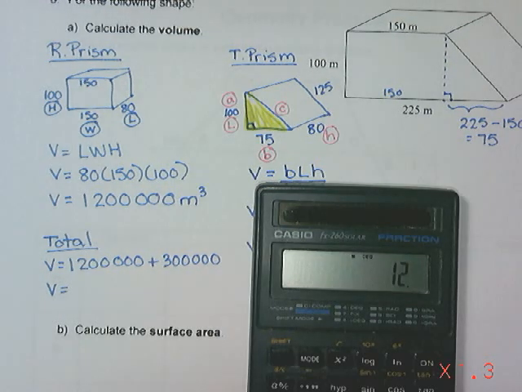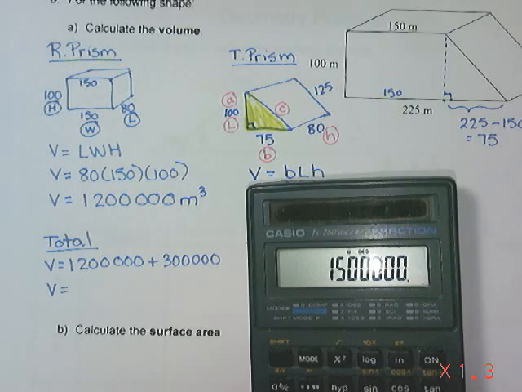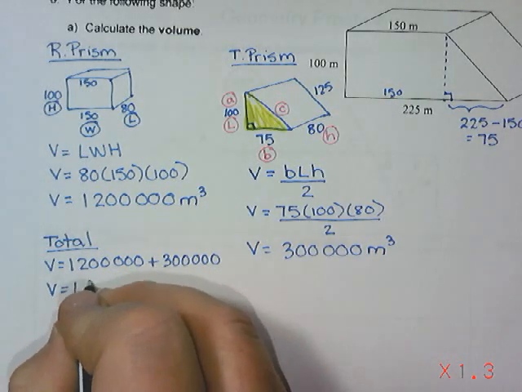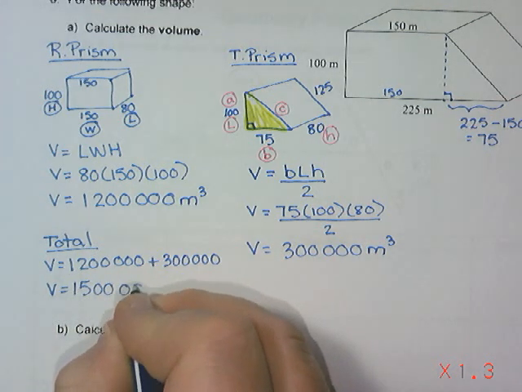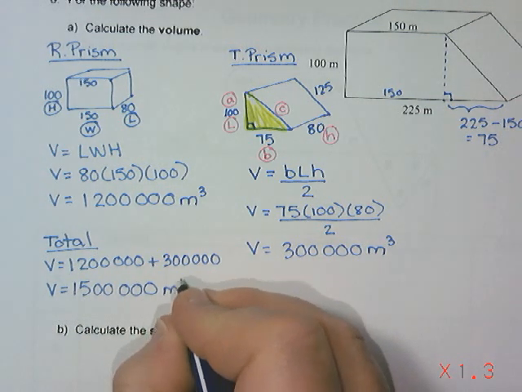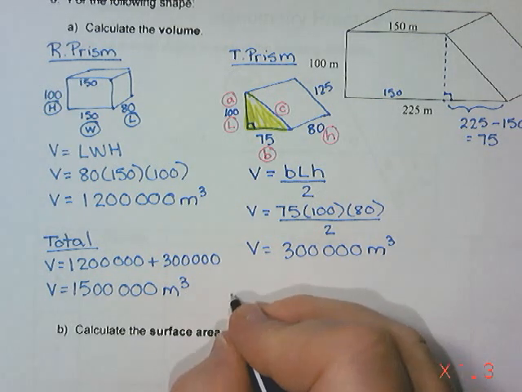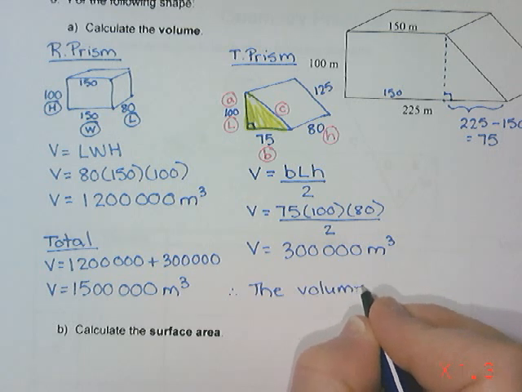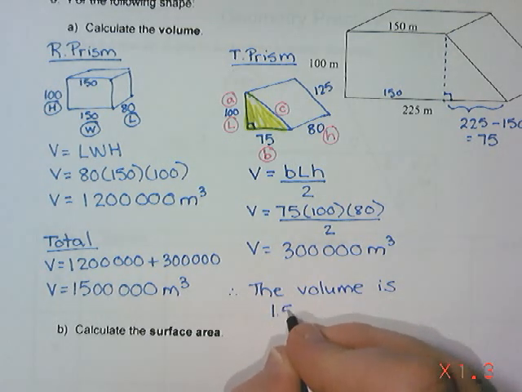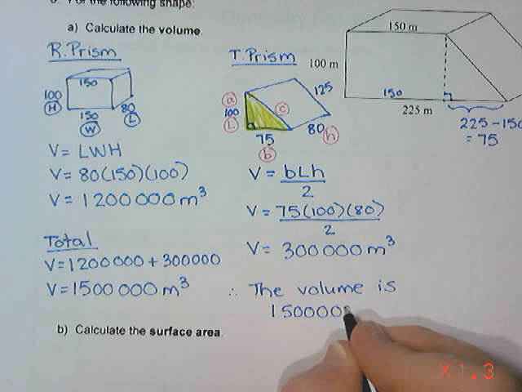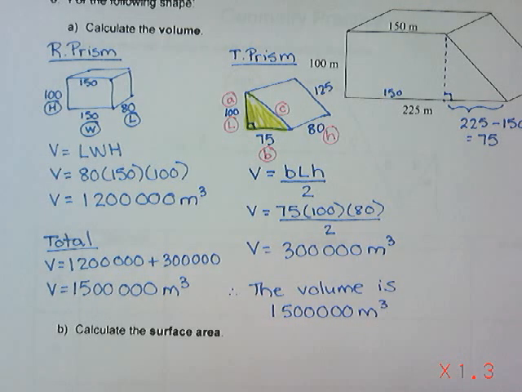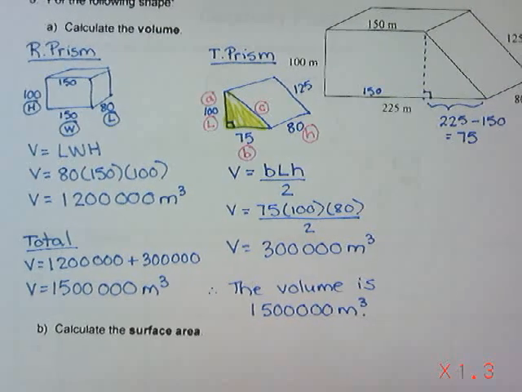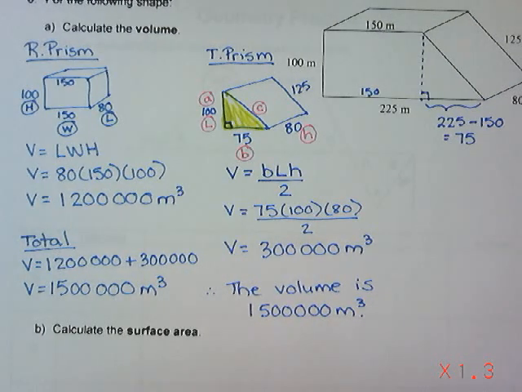So 1,200,000 plus 300,000 is 1,500,000. A lot of zeros. And that should be meters cubed. And then the last thing I'm going to do is just finish off by saying the volume is 1,500,000 meters cubed. All right, well, that's going to do it for part A of question number 3.